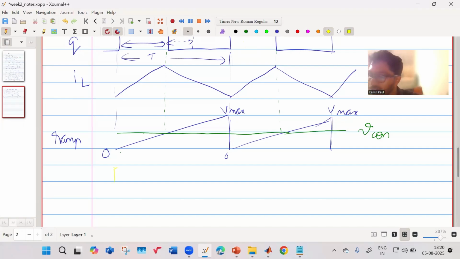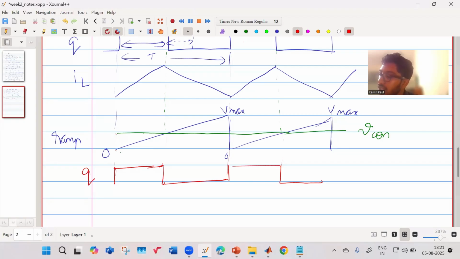When my V control, that is the green one, is more than my blue ramp, then my signal will be high. And once my ramp becomes higher than my control signal, it will go low. Again, when my ramp goes to 0, my Vcon is greater than my ramp, so again it will go high. Then once my ramp goes higher than my Vcon, again my signal goes low. So this is your gate signal Q. This is how it is generated, right?